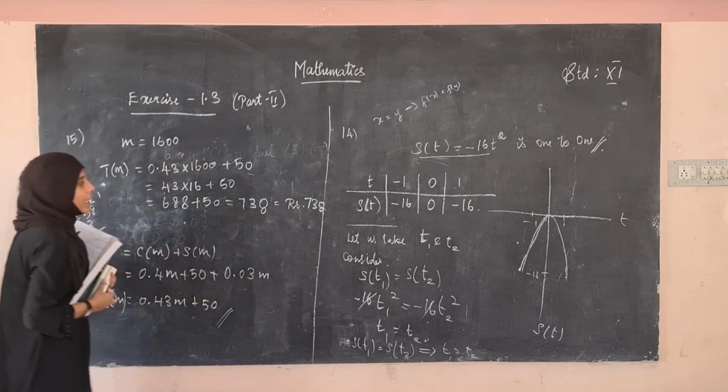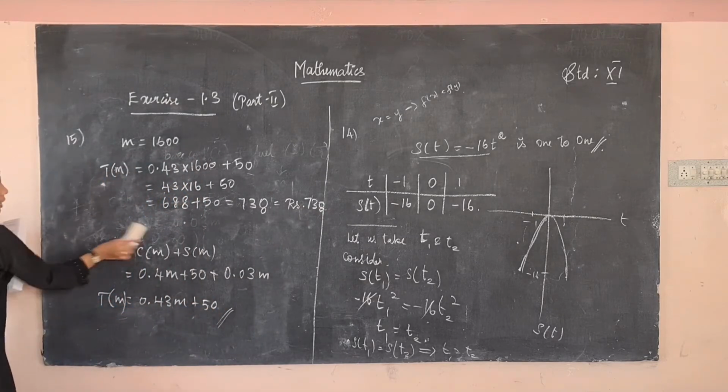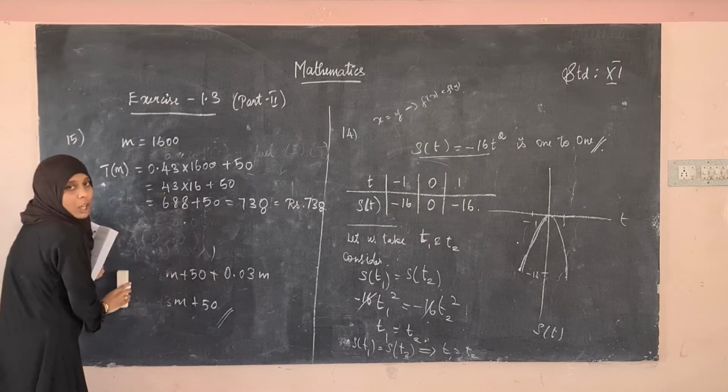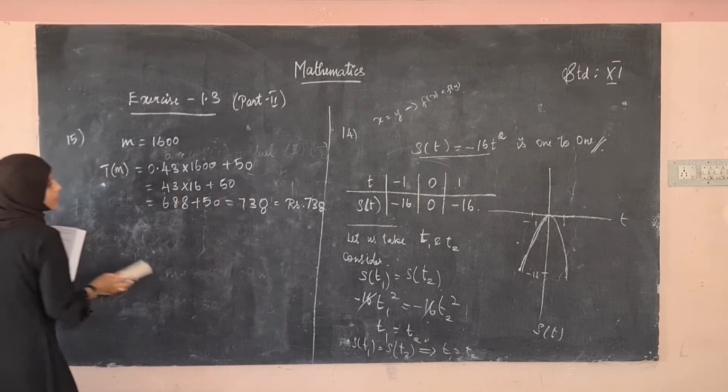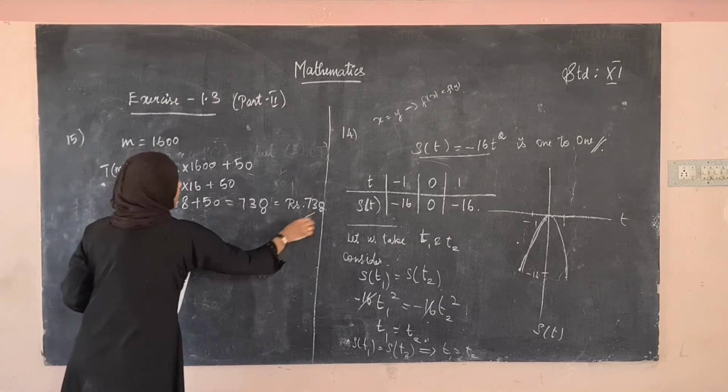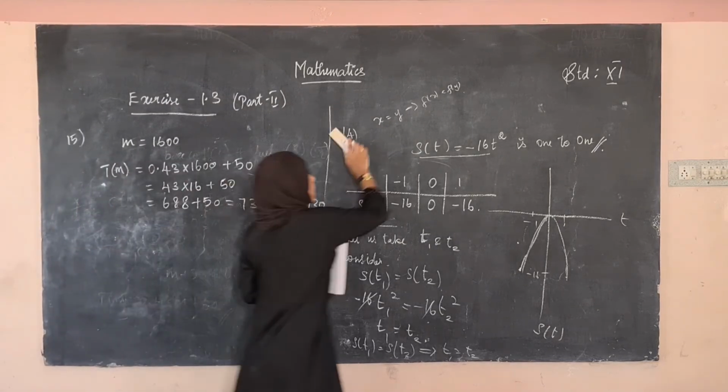Okay, 738. This is the total cost of the airfare flying for how many miles? 1600 miles. Okay. This is the answer, rupees 738. Now 16th sum.